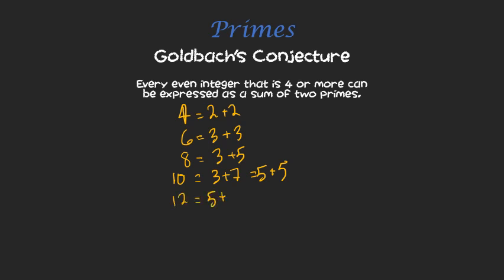12 we can write as 5 and 7. 14 we could write as 3 and 11. And we can keep doing this, right? We'll look at every even integer, and rest assured you'll be able to find 2 prime numbers that when added together give you that number. At least that's the claim. At least all the data we have would suggest that, but no one's been able to prove it.